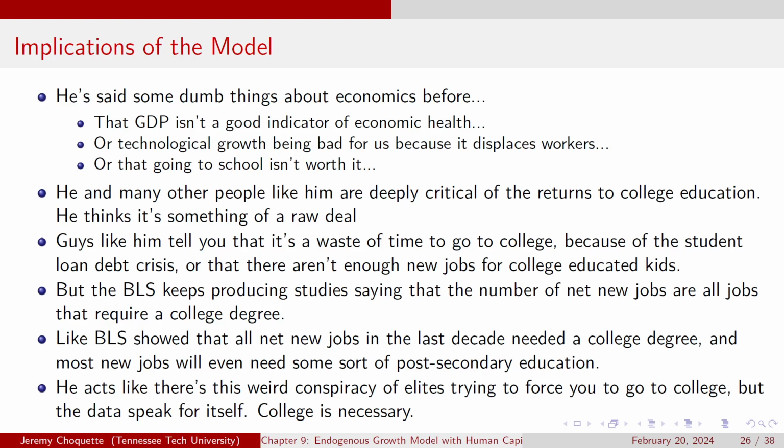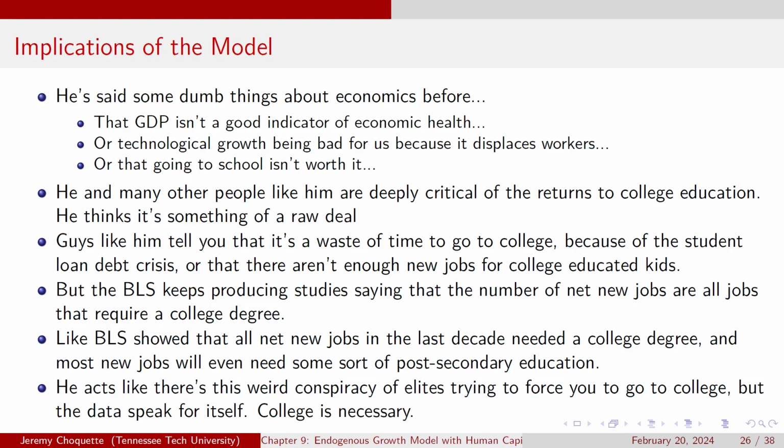He and a lot of other people like him are very deeply critical of the returns to college education. They think it's a raw deal. Like, you're going to college and you're getting all smart, and then you're all dumb. People like him are going to tell you it's a waste of time to go to college because of the student loan debt crisis, which does suck, don't get me wrong, that's awful. Or because there aren't enough new jobs for college educated kids.